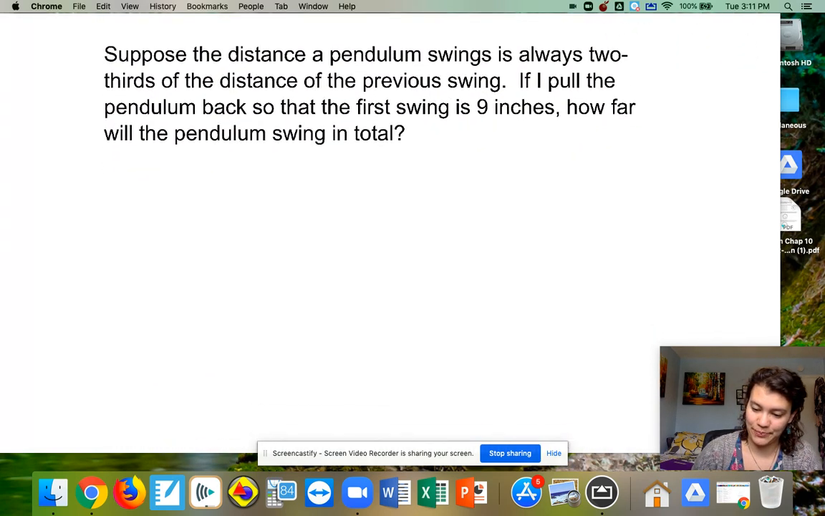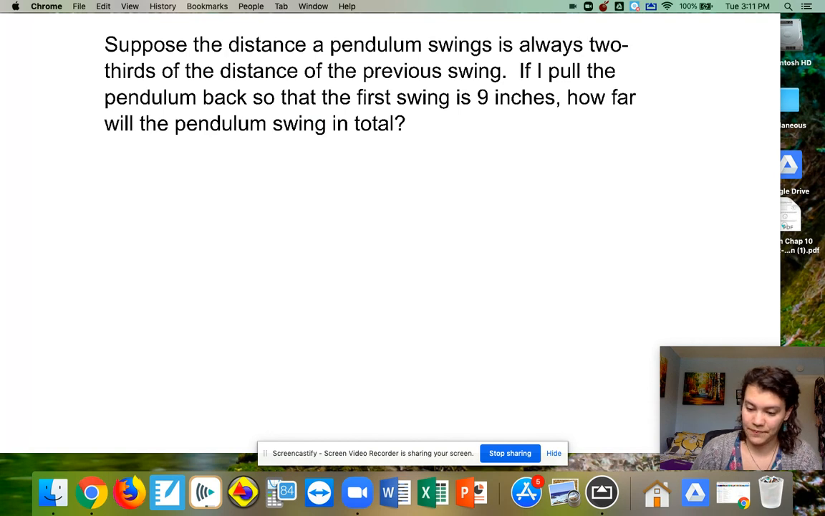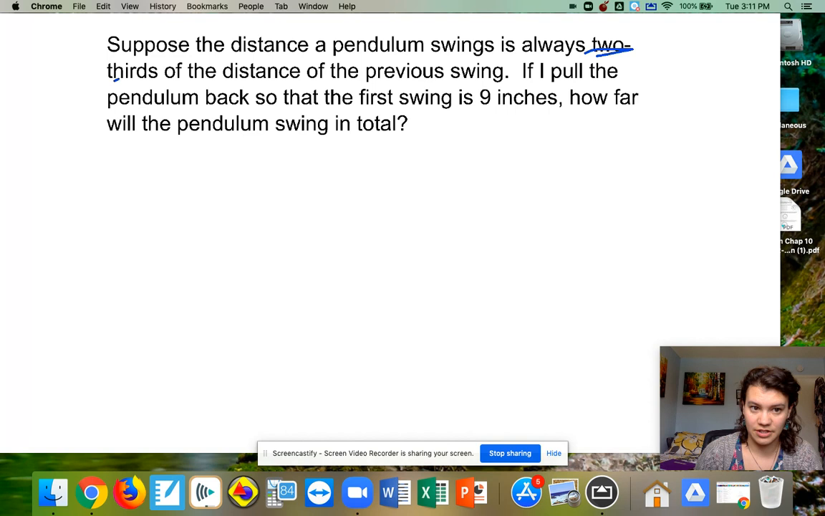So an example: here we have a pendulum swinging, and it's always going 2/3 of the distance. So your r is going to then be 2/3. For the previous swing, you pull it back, so your first swing is 9 inches. How far is it going to go in total?